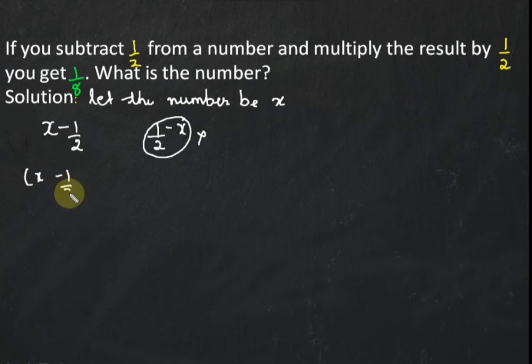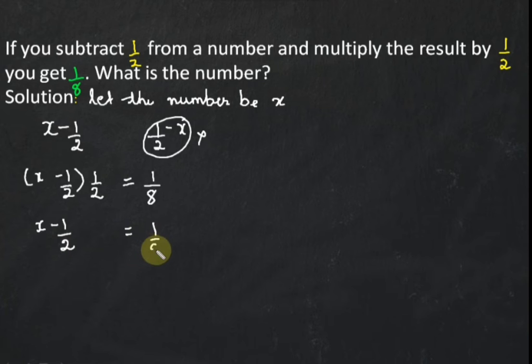So x minus 1 by 2, multiplying it with half. If you enclose it in the bracket, it means you are going to multiply the entire thing with half is equal to 1 by 8. So the easiest way of solving this equation here is to keep x minus half, which is inside the bracket, as it is, x minus half.